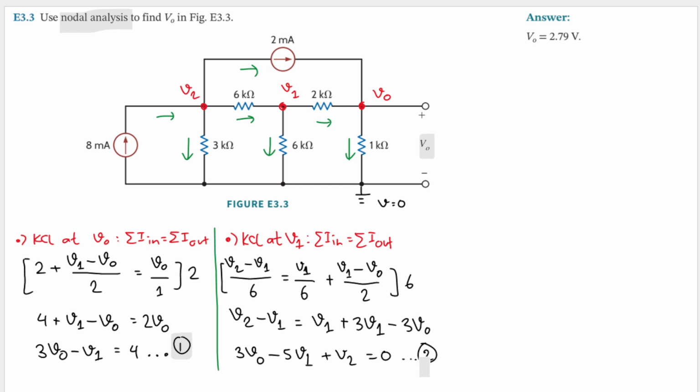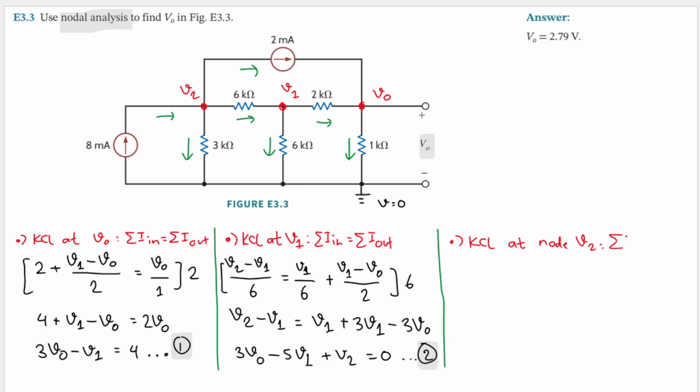Okay, we have 2 equations now, but we have 3 variables. We still need one more equation. Let's do exactly that. Let's do KCL, but this time at node V2. KCL at node V2.